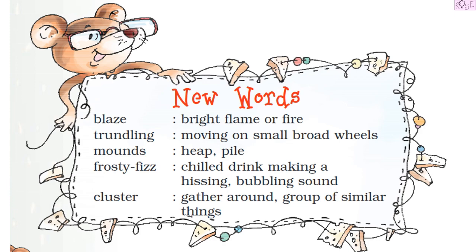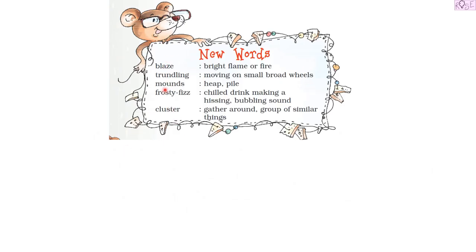Now we are going to make sentences with them. So here are the words blaze, trundling, mounds, frosty fizz and cluster. The first sentence that we are going to make is with the word blaze. The sentence I have made is, the blaze destroyed a dozen houses. So there was a blaze somewhere and it destroyed a dozen houses. Here it means fire.